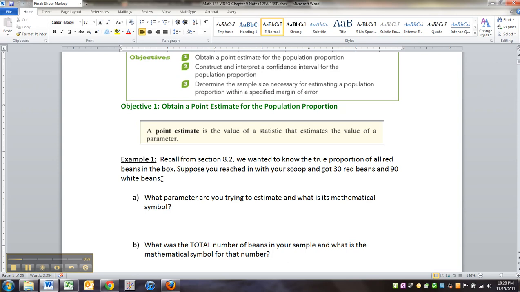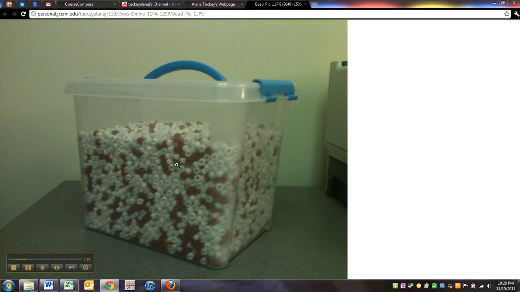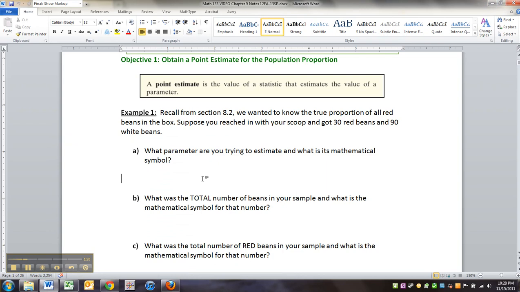Alright, so from section 8.2, we wanted to know the true proportion of red beads in the box. Suppose you reached in with your scoop and you got 30 red beans and 90 white beans. Let me remind you, right? There's the box. You take a scoop out. Okay? Alright, so what parameter are you trying to estimate?